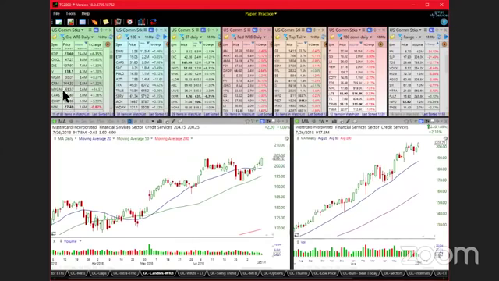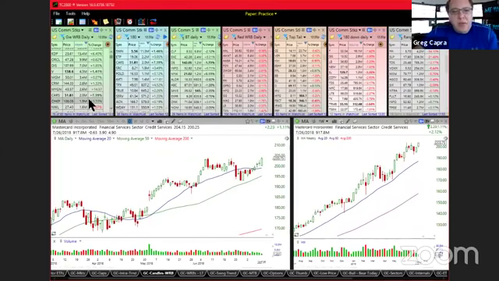So with these scans, we can do some powerful things, meaning I can put in one of these columns here, show me the ones that are close to the 20-period moving average.